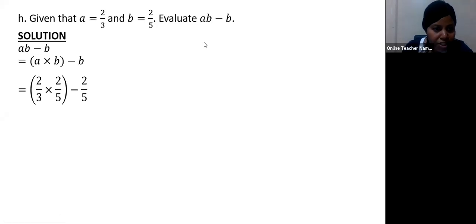Using the order of operations, multiplication comes first. So we are going to multiply the numerators on their own and the denominators on their own. So we are saying 2 times 2 will give us a 4, 3 times 5 will give us a 15. So that's going to give us 4/15 minus 2/5.